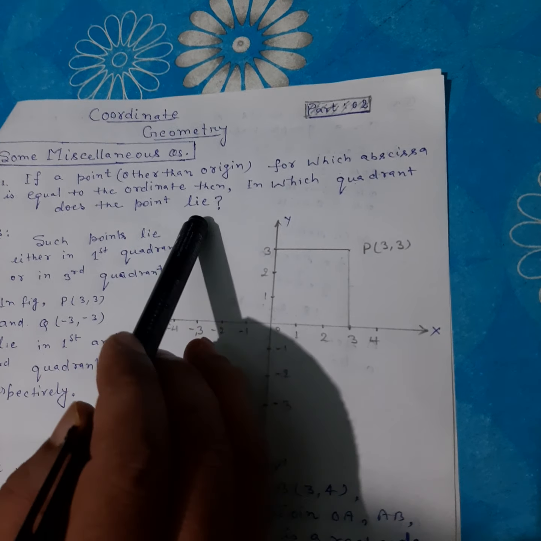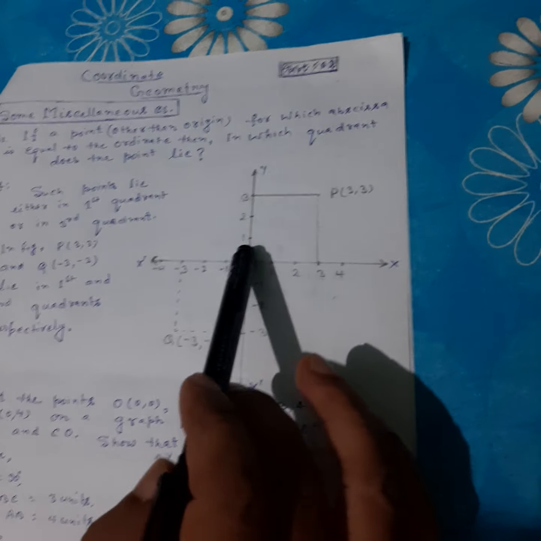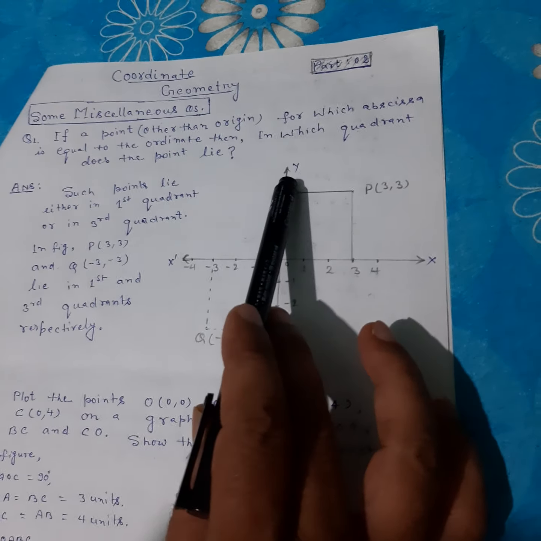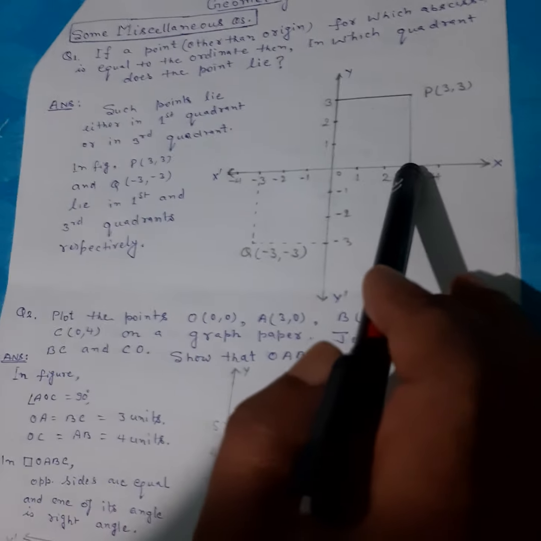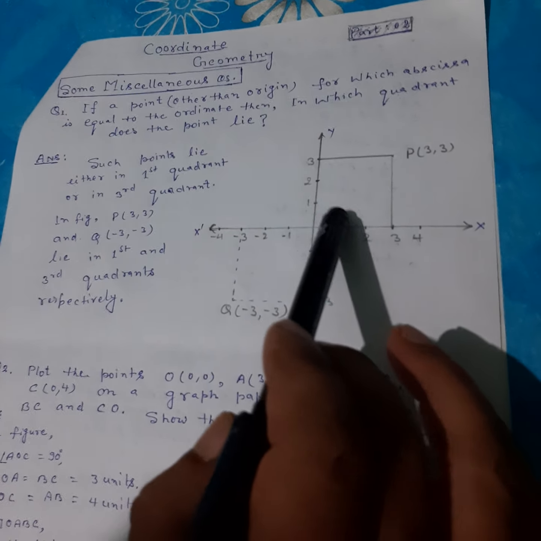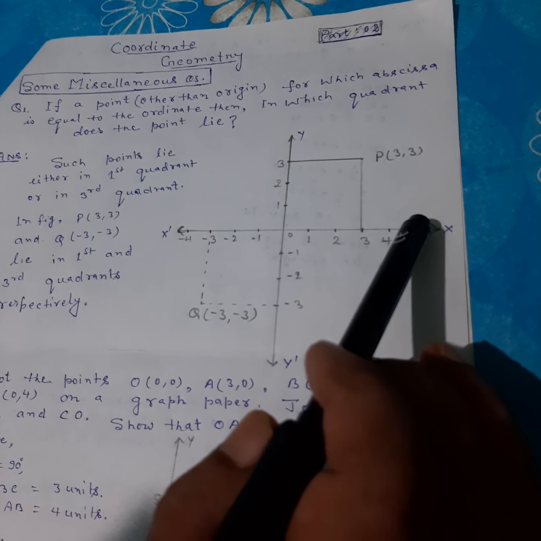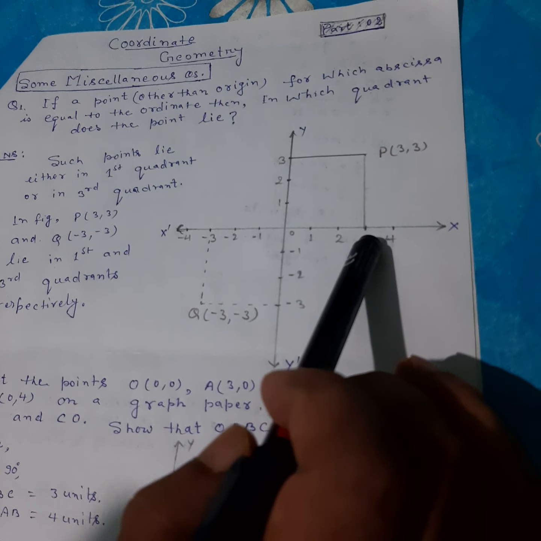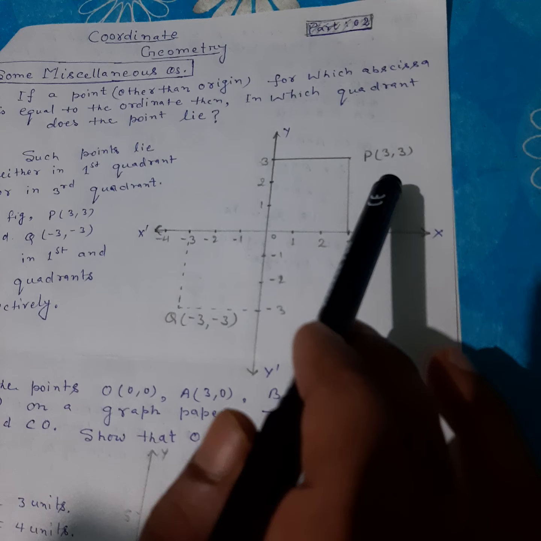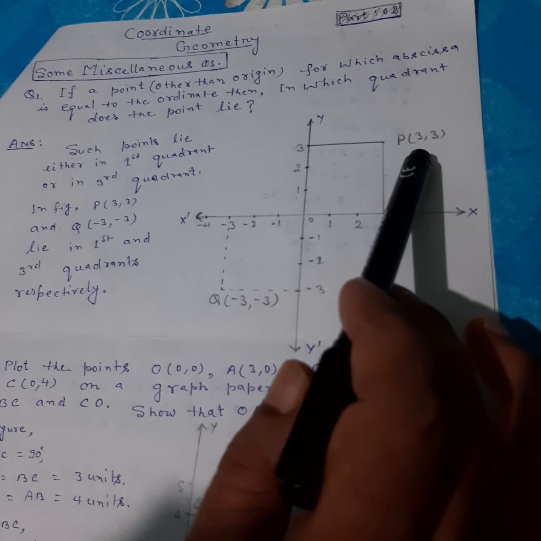does the point lie? In the figure, we observe OX and OY represent the first quadrant, in which x coordinate and y coordinate both are positive. So in this quadrant we get (1, 1), (2, 2), (3, 3), so many points whose ordinate and abscissa are equal, as you observe in the figure, point P, whose abscissa and ordinate are both equal to 3, 3.